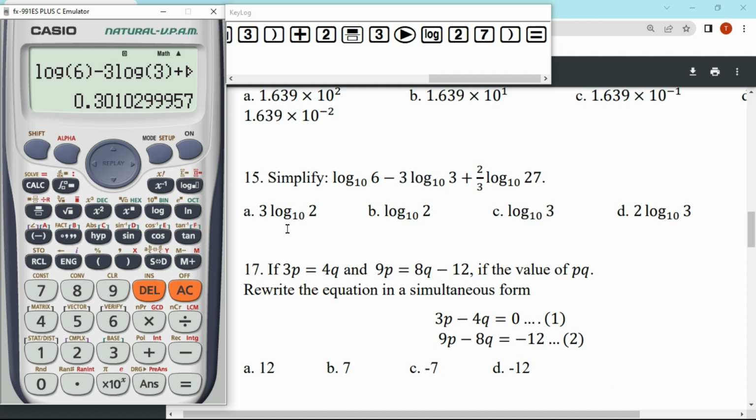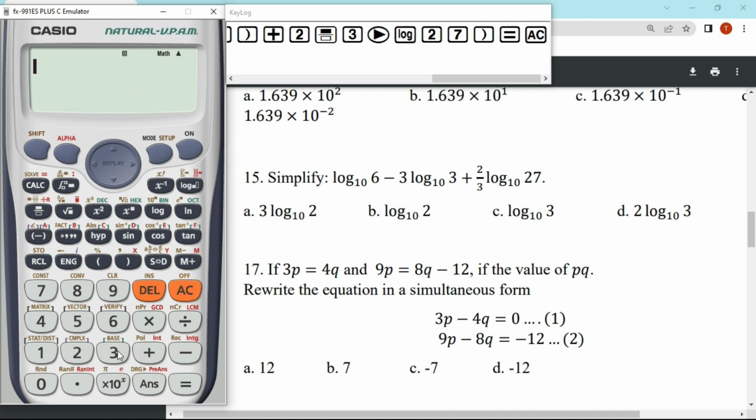So we start first with A. So we have 3 log of 2. First we click, put it, no, we don't have the answer. I have 0.9030. We are looking for 0.3010. So we go to number 2, log of 2. Then we click on this. So we have 0.3010. So B is our answer to question 15.